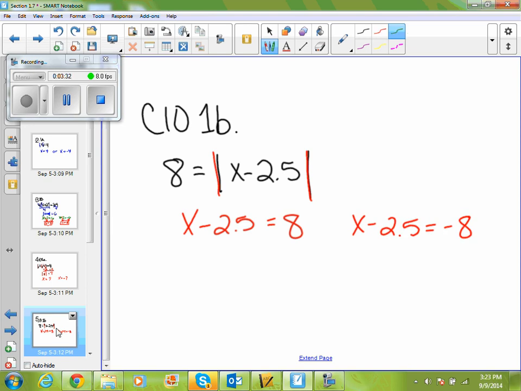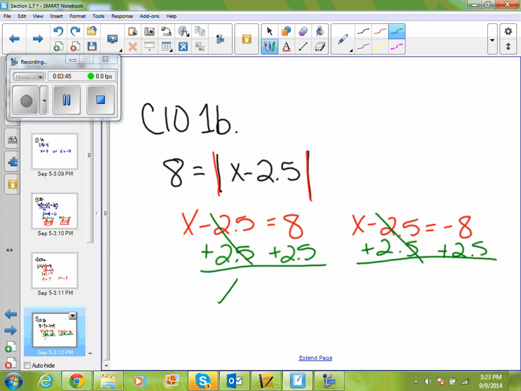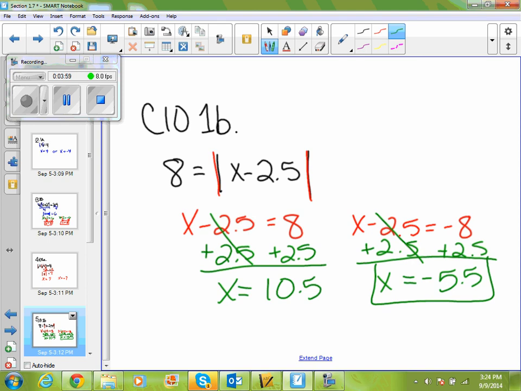Okay, and then how do I get rid of a minus 2.5? Add 2.5. Okay, what's 8 plus 2.5? 10.5. What's -8 plus 2.5? -5.5. So we get -5.5 and 10.5 to be our answers.